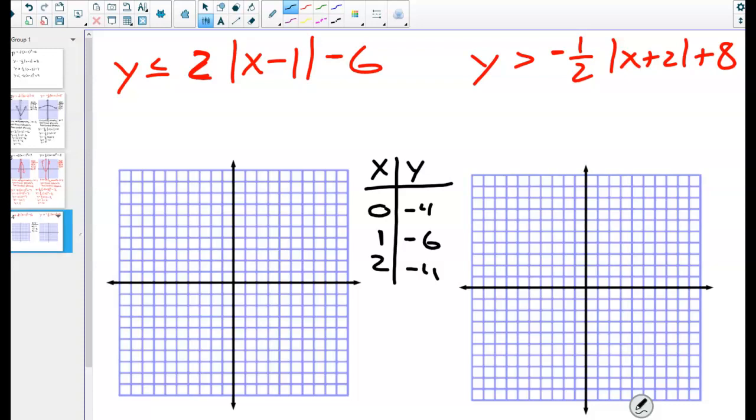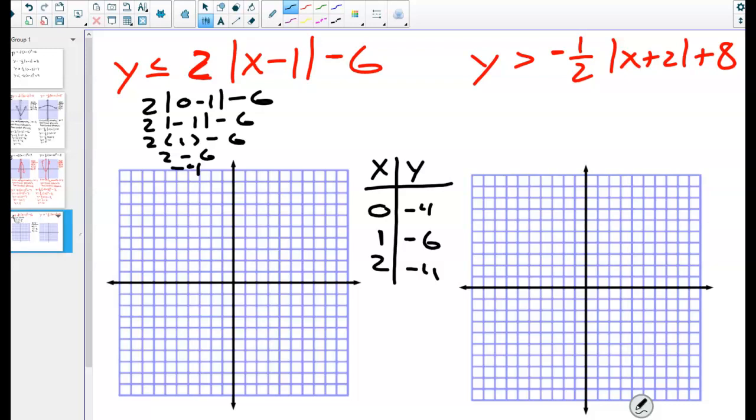So if you were to put that in there, it's 2 times the absolute value of 0 minus 1, minus 6. The absolute value of -1 is 1. 2 times 1 is 2, minus 6, we get our -4. That's where the -4 is coming from. Then I'm plotting my points.